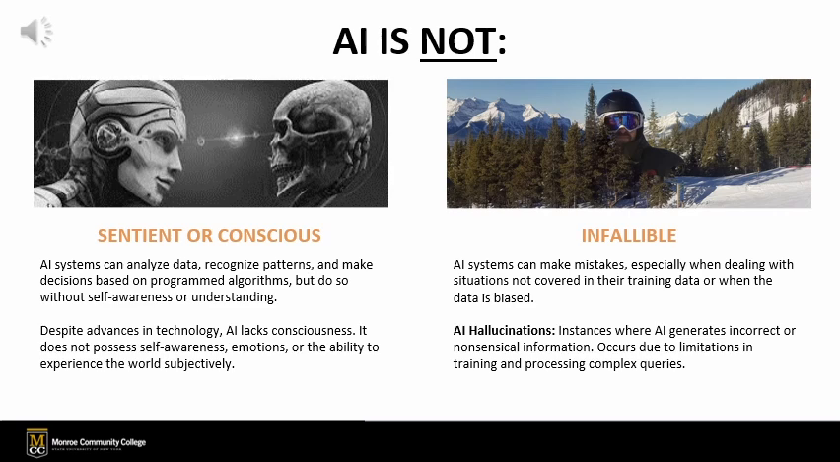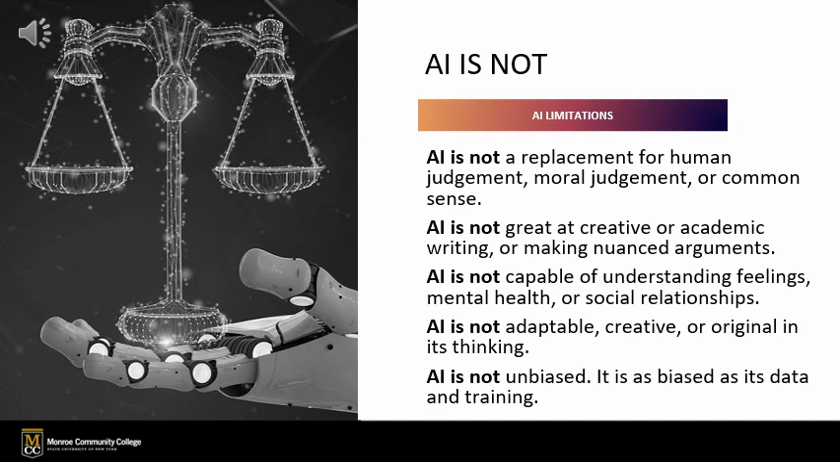AI makes mistakes constantly, especially when dealing with situations not well represented in their training data or when that data contains biases. These limitations aren't temporary bugs that will get fixed in the next update. They're structural features of how AI fundamentally works. AI is not a replacement for human judgment, moral reasoning, or common sense.